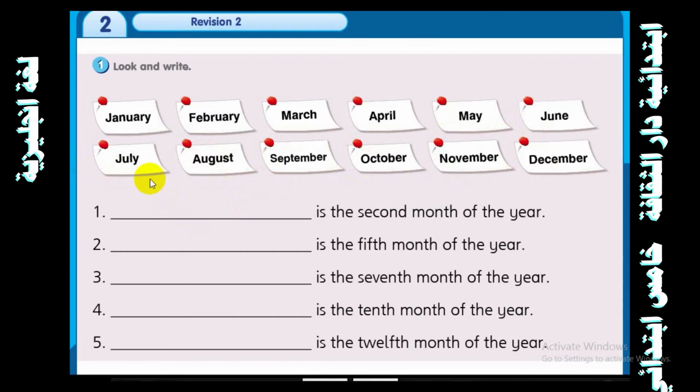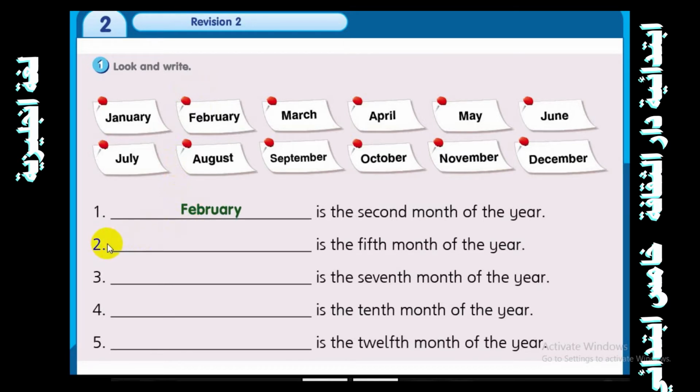What are we going to do to take the words and fill in the spaces here? How many spaces do we have? We have 5. Look at number 1. Space is the second month of the year. Second. What does it mean, second? Second means number 2. As you see now here, first, the second, the third, fourth, fifth, and so on. So what is the second? Yes, it is February.